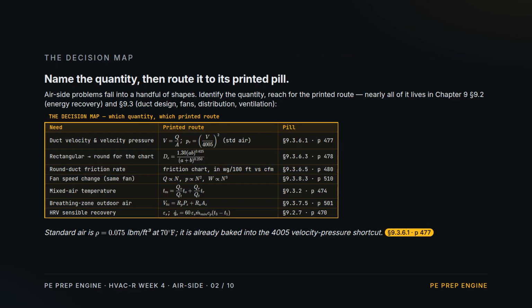The decision map. Every airside problem is one of a few shapes, so name the quantity first. Need a duct's velocity pressure? Velocity is flow over area, then velocity pressure from the standard air shortcut. Sizing to the friction chart? Convert a rectangular duct to its round equivalent, then read the rate. A fan speed change scales flow, pressure, and power by the first, second, and third power of the speed ratio. Mixing gives a flow-weighted temperature. Ventilation adds a per person and a per area term. And heat recovery rides one effectiveness. Identify the shape, reach for the equation, solve.